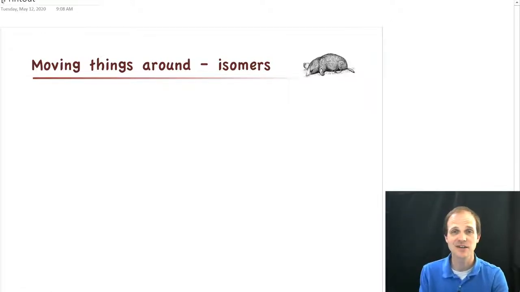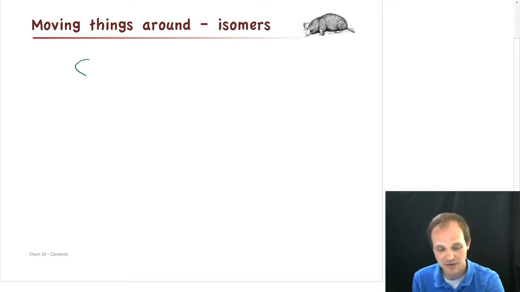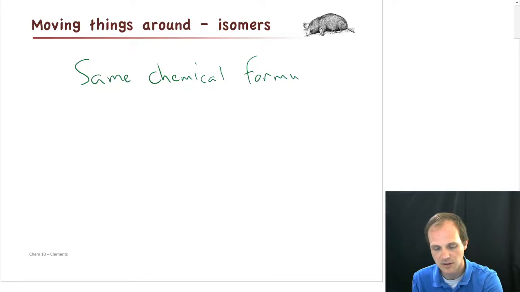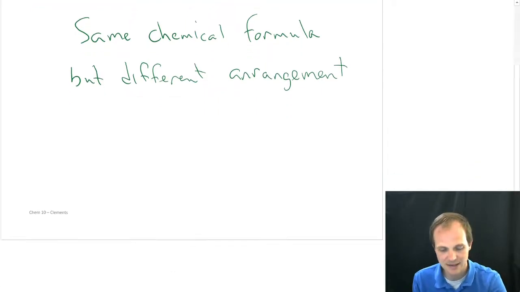Our next subject in organic chemistry is to talk a little bit about these things called isomers. Now, what is an isomer? An isomer is a molecule that has the same chemical formula, but different arrangement. And we're going to do pentane to start.